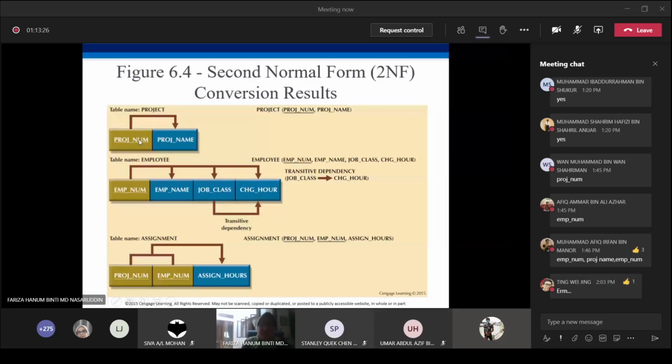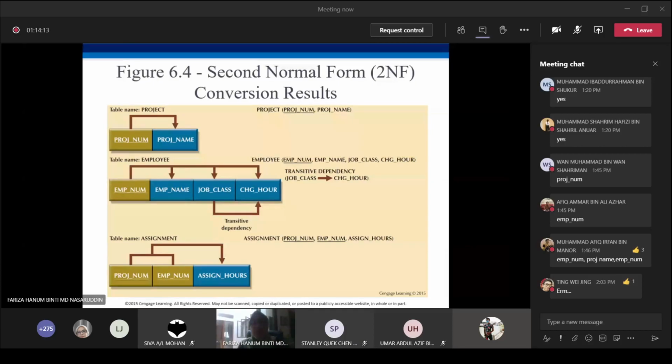So this has already automatically achieved third normal form. Because this has no partial dependency, this has no transitive dependency, this table has already achieved third normal form. This table has no partial dependency, this table has no transitive dependency, this table has already achieved third normal form. Okay, this table has achieved second normal form because it has no partial dependency, but it has transitive dependency. So in order to transform this to the third normal form, you have to remove the transitive dependency. So how do you do that?